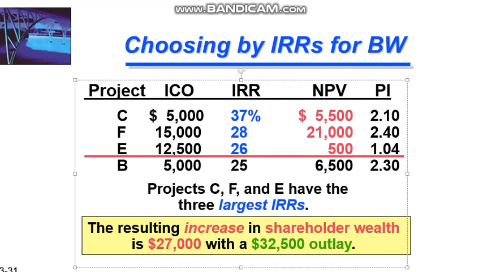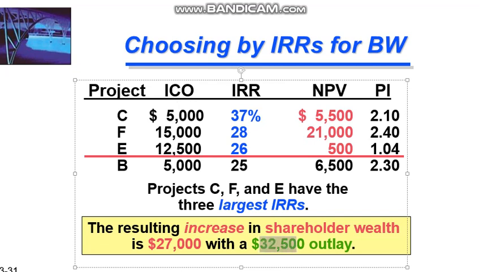So what we do is select the three IRR projects, 37, 28 and 26, that obviously are much higher rates, and we invested 5,000, 15,000, and 12,000, and we can see what net present value we are getting from them, right? 5,500, and 500, and something like that, we can calculate all of them, right?